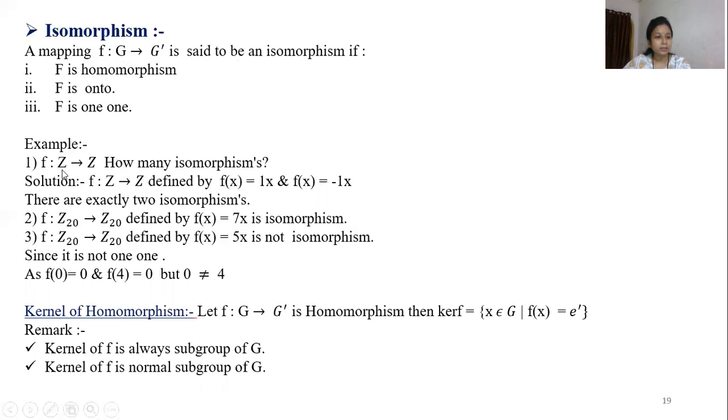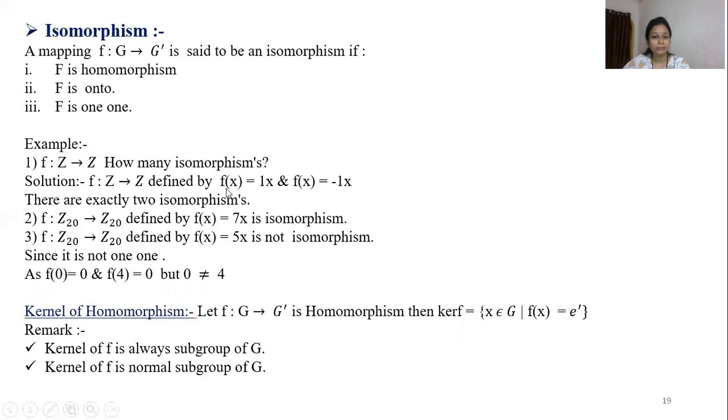Example, suppose f from Z to Z, how many isomorphisms exist? Suppose Z to Z defined by 1x and minus 1x. There are exactly two isomorphisms. See how many homomorphisms exist. Z to Z has an infinite number of homomorphisms defined by f of x equals m into x. But among this infinite number of homomorphisms, only 1x and minus 1x are 1-1 and onto.